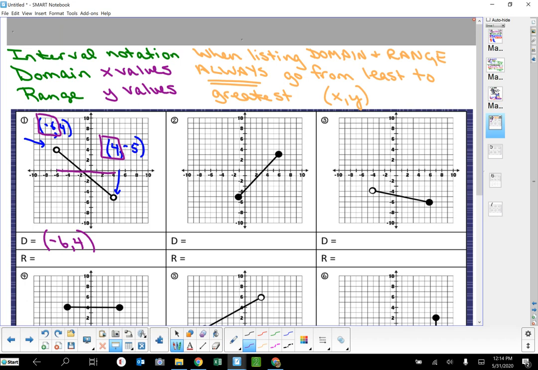Your range is your y values. So that one is 4 and -5. Those are your y values, right? Always the y values in the graph. So we want to go from least to greatest. Well, -5 is much less than 4. So our range is going to go -5 to 4.